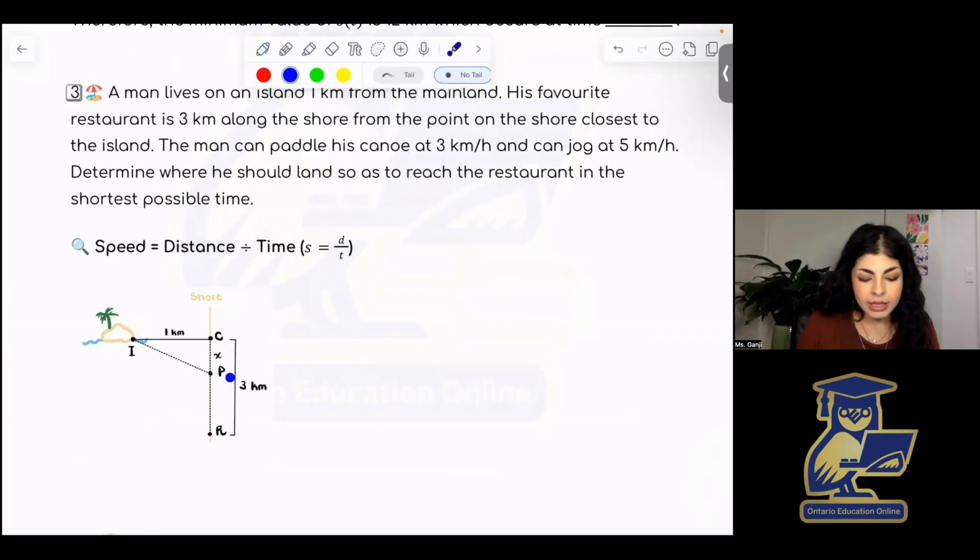And then we define also R, which is the restaurant. And finally, we define this new point P, which is a potential point where he can land. So he can choose to canoe all the way to point P and then go to the restaurant from point P. And we were also told that the restaurant is 3 kilometers along the shore from the point that's closest to him. So from point C to the restaurant R, this is 3 kilometers.